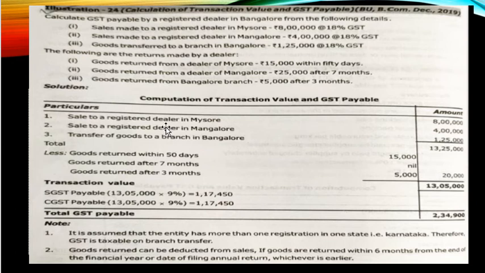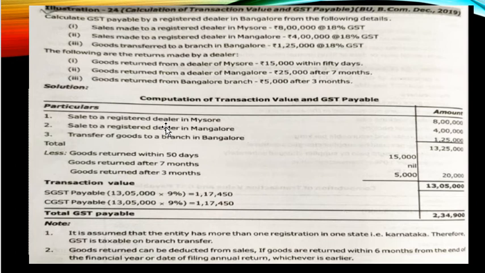Now from this total we will minus any returns or any items as per the format we have learned. Any expenses incurred by the supplier and charged to the purchaser, any value of that will be deducted here. Now, goods returned from dealer of Mysore. From the sales you have made, the total income you are getting is 13,25,000. When goods are returned to you, you will minus it from the totals.